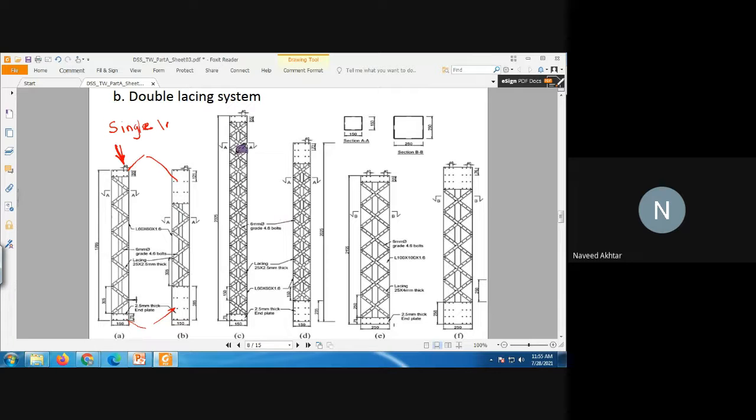And here you can see this is a horizontal bar at the top, a horizontal flat you can say at the bottom, and then the inclined bars are provided in both directions to the two columns. So this is called a double lacing system.